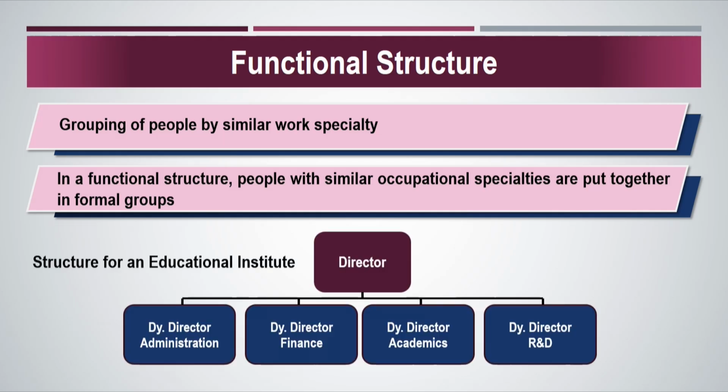This is a diagram indicating the structure for an educational institution where the director is at the top and the director is assisted by deputy director administration, one special functional group, another deputy director finance, another functional group, deputy director academics, another functional group, deputy director R&D, another functional group. So this structure is based on the functions which individuals are performing, and they have been clustered under different heads of administration, finance, academics, and R&D.